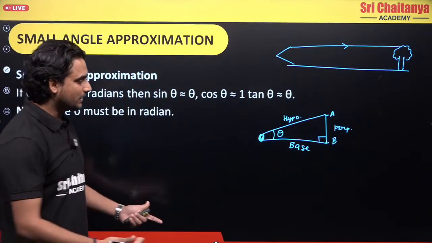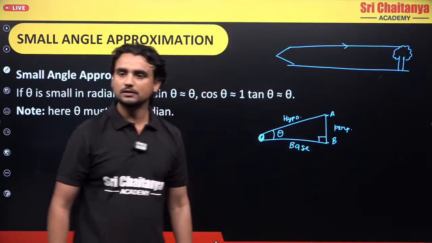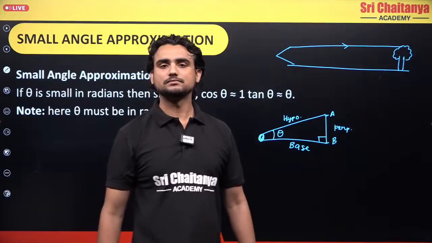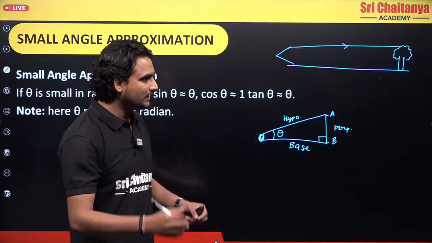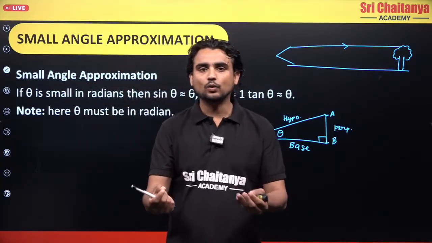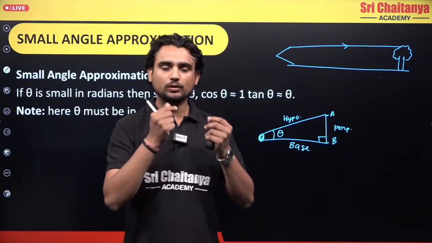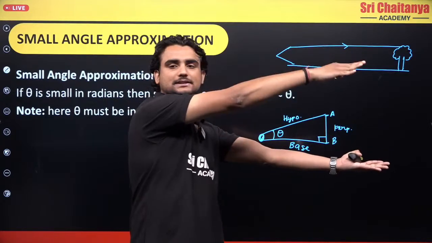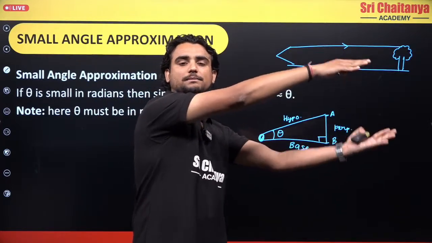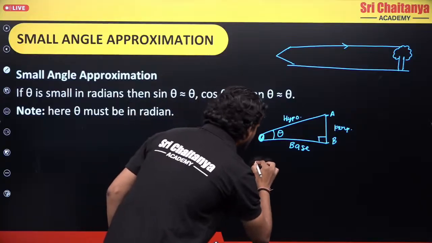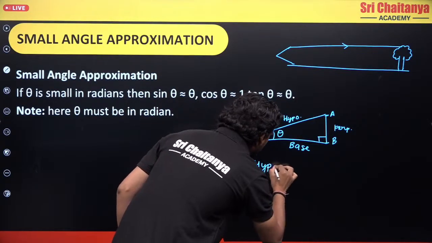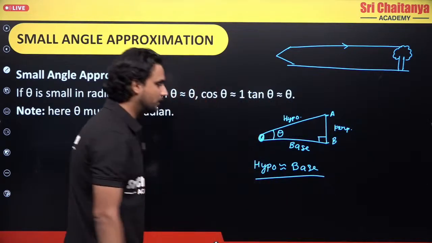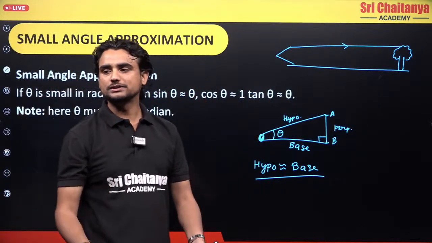Now in this scenario, can I say that this base and hypotenuse will be nearly equal? Why can I say this? Because I am sitting inside a car and looking at a tree very far away. So the angle subtended is small, and the base and hypotenuse will be nearly the same length. Here the hypotenuse will be nearly equal to the base. Very important. This is small angle approximation.